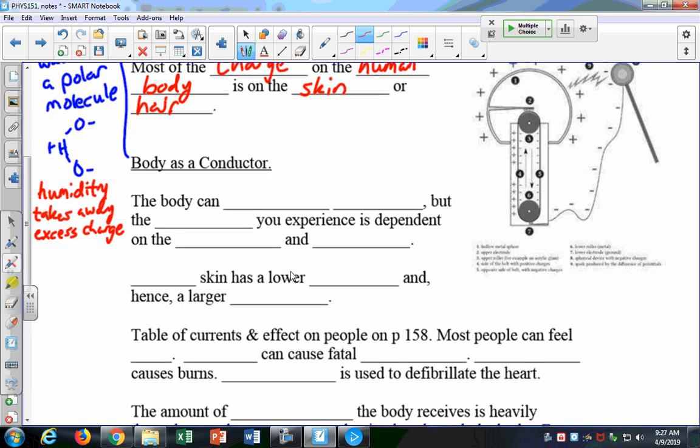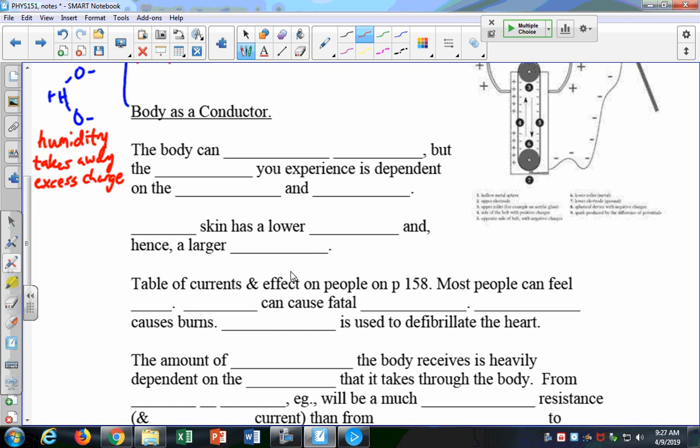Anyway, that's a tangent. All right, so the body can conduct electricity.